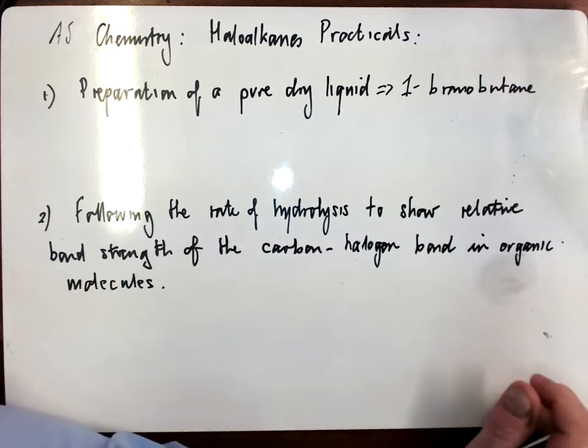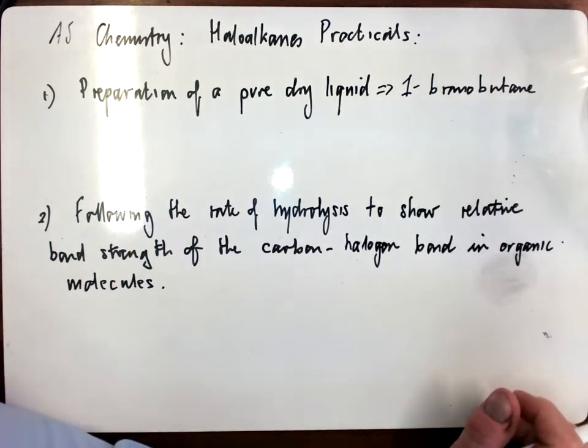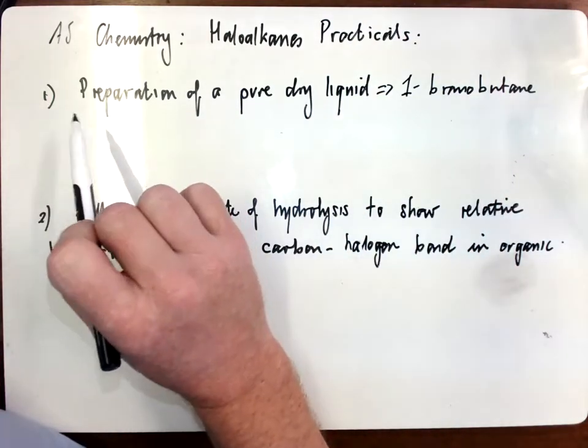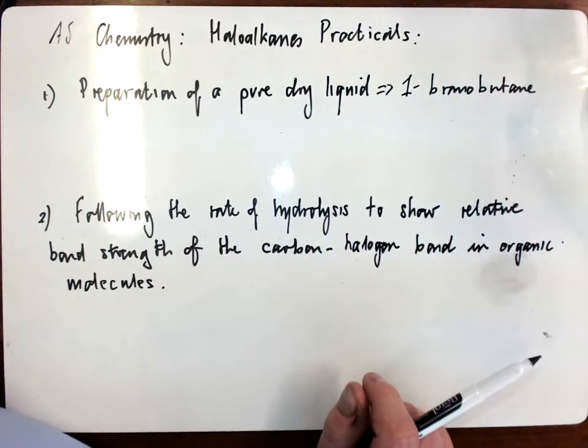Okay, we're going to do a video on two of the important practicals in the A-level chemistry, AS-level chemistry specification. This one in particular, the first one we're going to look at, is particularly important, and when it comes up on an exam paper it can be worth a considerable number of marks. It can come up in a variety of guises.